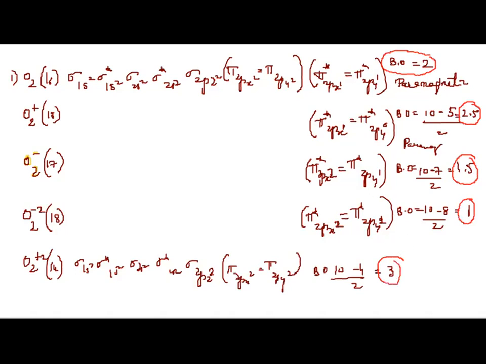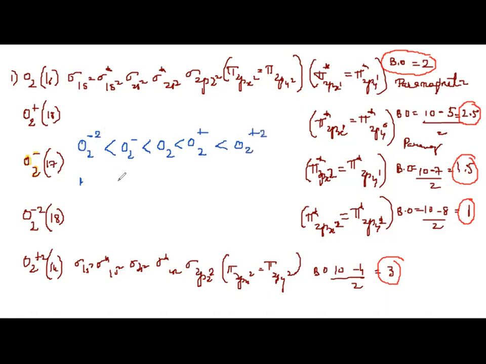Which is having least bond order? Tell me. Sorry, O2 minus 2 is having bond order 1, correct? So this is less. Second is what? 1.5, O2 minus. Then it is 2, that is O2. Then comes what? 2.5, O2 plus. And last is O2 plus 2.